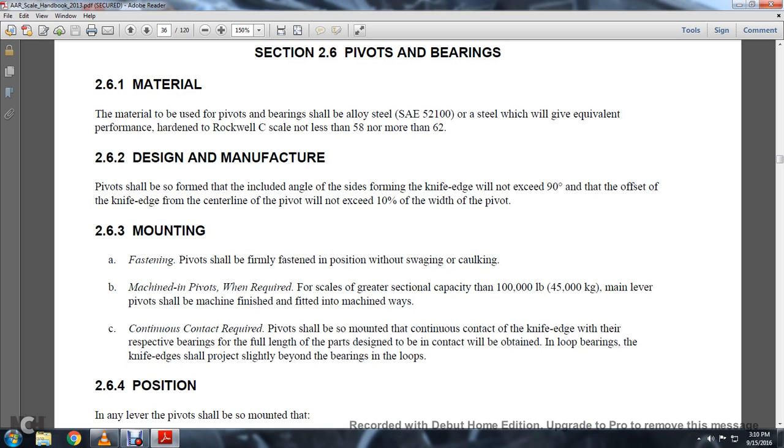Continuous contact required. Pivots shall be mounted with continuous contact with the knife edge with their respective bearings, with the full length of the part of the design to contact with the bearings of the loop. The knife edge shall be protected slightly beyond the bearings and loops.